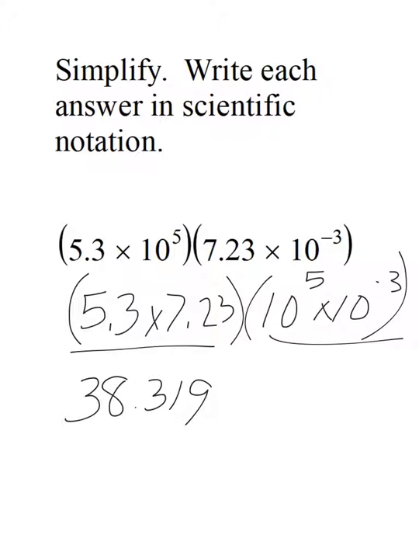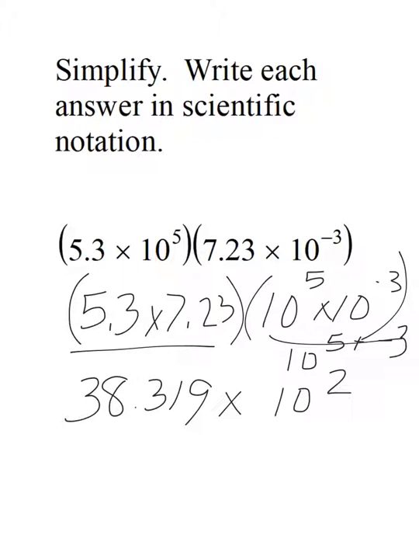38.319. Now, 10 to the 5th times 10 to the negative 3rd, we learned with our product property that when the bases are the same, you add the exponents, 5 plus negative 3. So therefore, that part becomes 10 to the 2nd. Okay, now so far I know my answer is 38.319 times 10 to the 2nd.